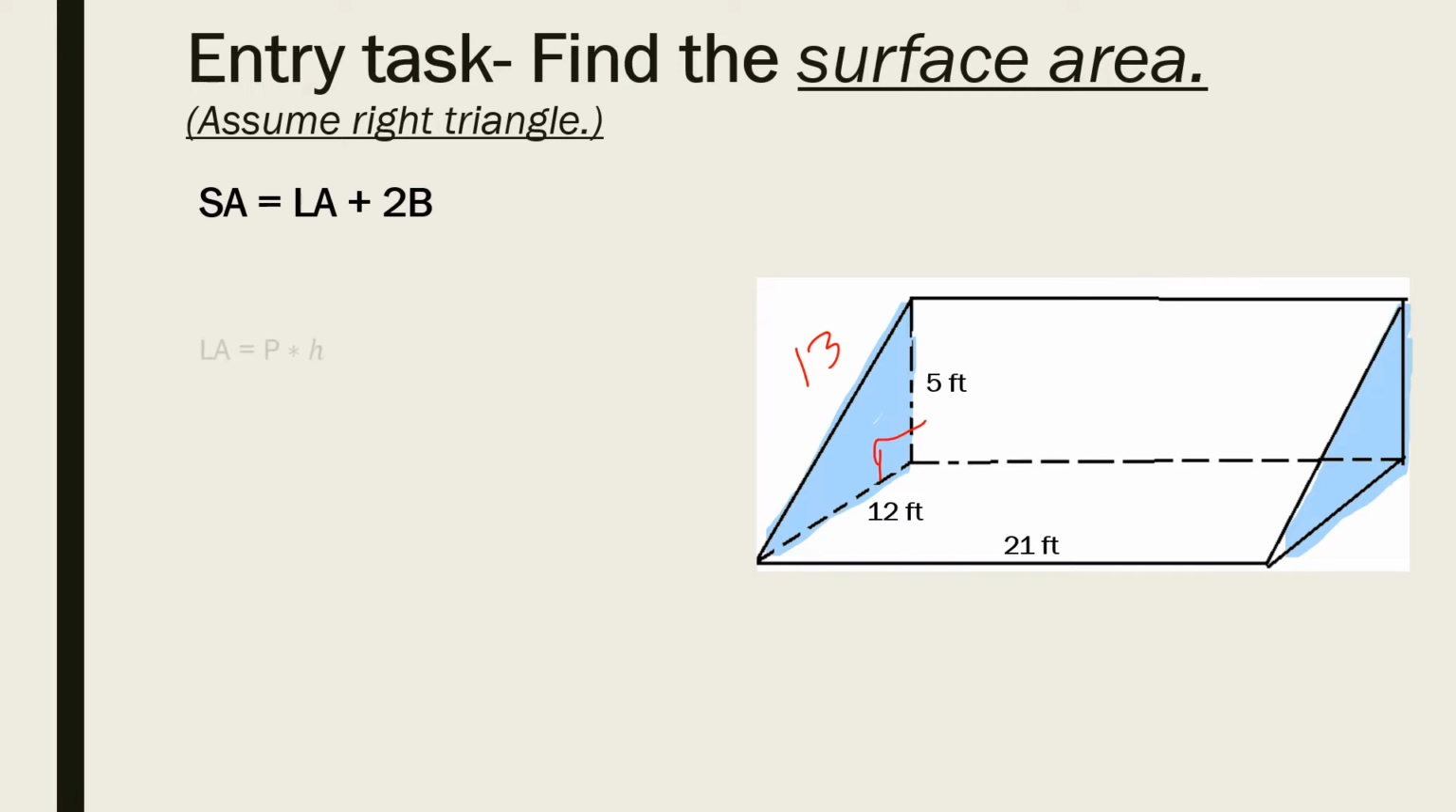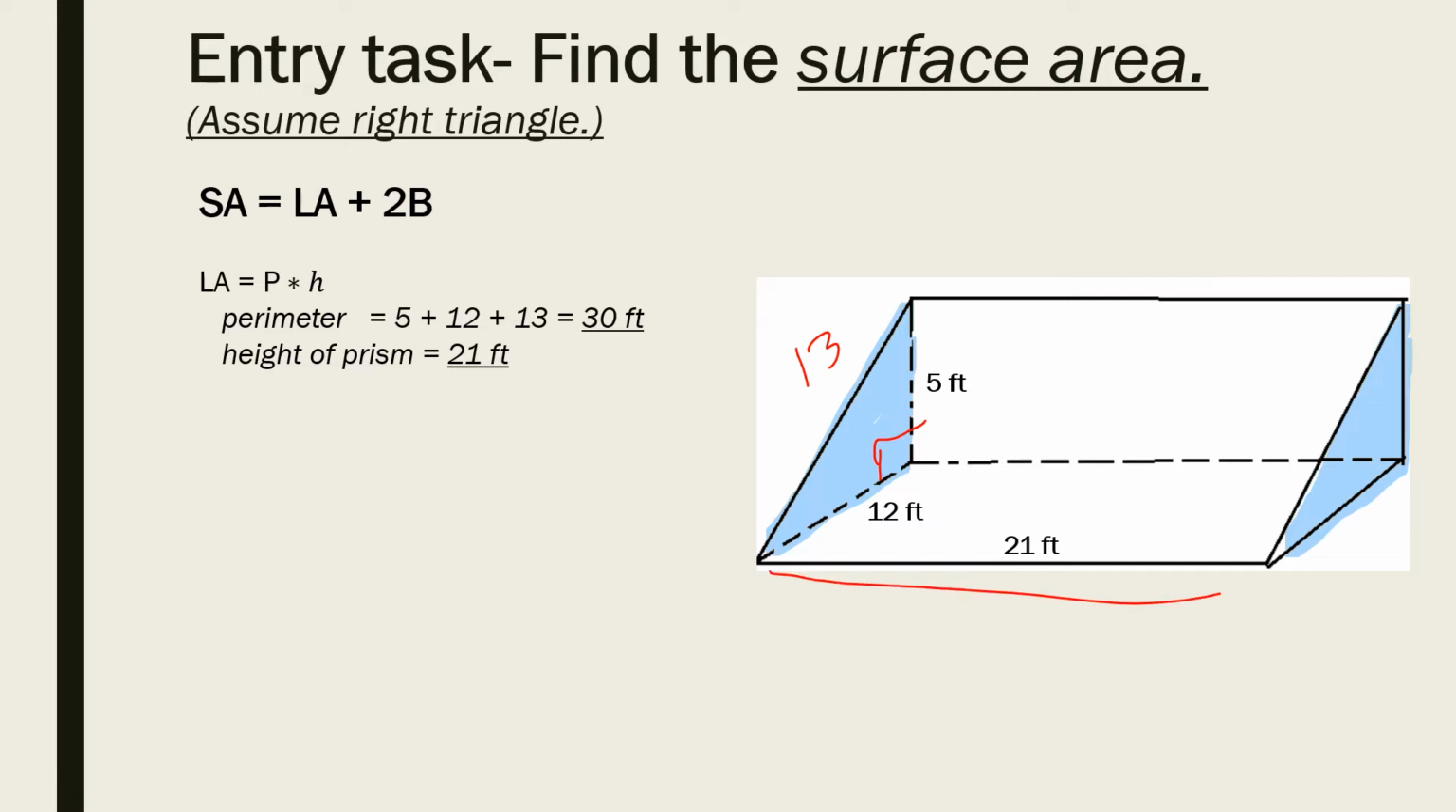So now that I know that, I know that my lateral area, right, kind of the area of all of these rectangles here, is going to be the perimeter times the height. So I'm going to do 5 plus 12 plus 13 and get a perimeter of 30 feet. And then the height of the prism is going to be 21 feet. Remember that the height has to connect from one base to the other. So it has to be this length of 21 feet. So the lateral area, perimeter times the height, is going to be 630 feet squared.